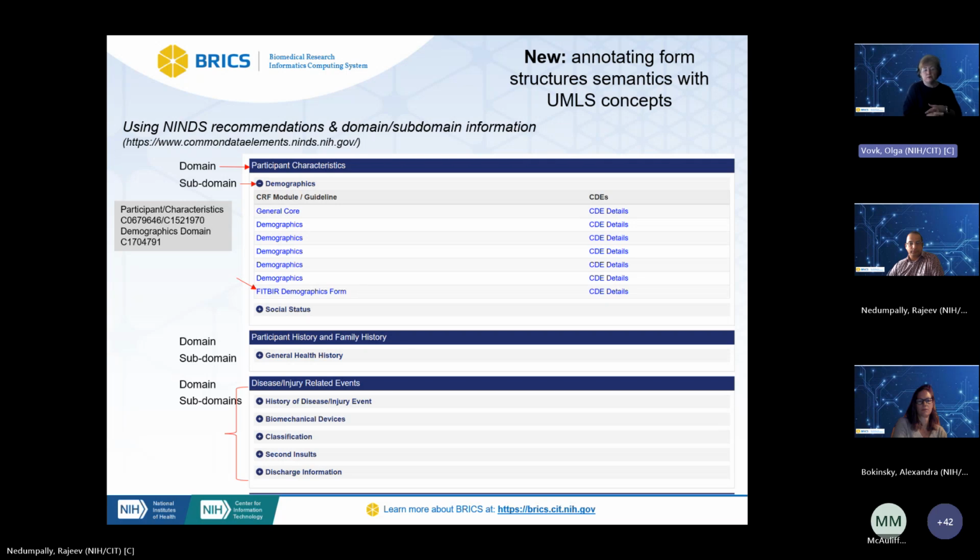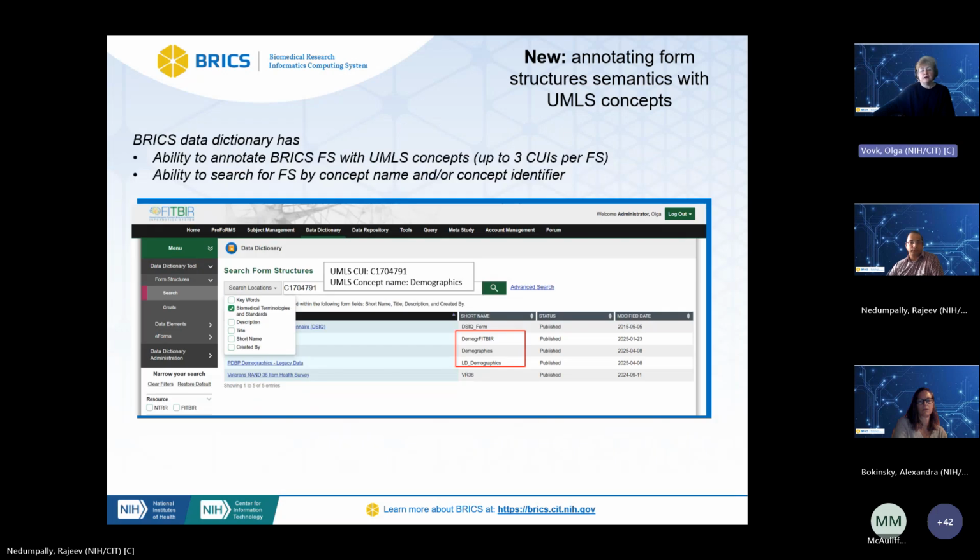For example, for the demographics form, they provided that demographics should be collected under the participant characteristics domain and under the subdomain demographics. And so what we have done, we found the UMLS concepts which correspond to participant characteristics, and we found UMLS concepts which correspond to the demographics domain. Next slide, please. And we used these concepts to assign to each demographics form.